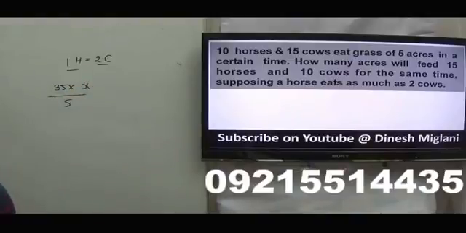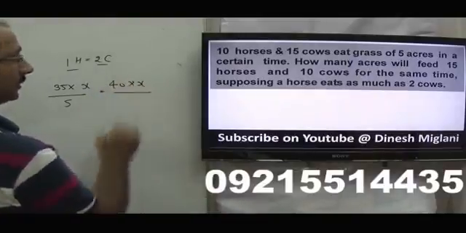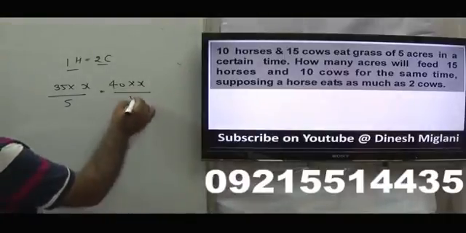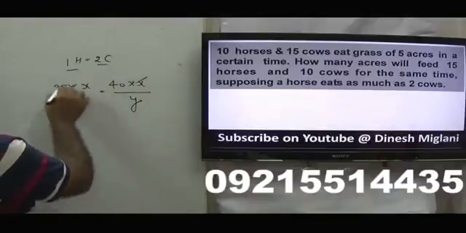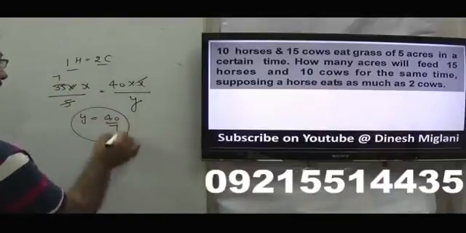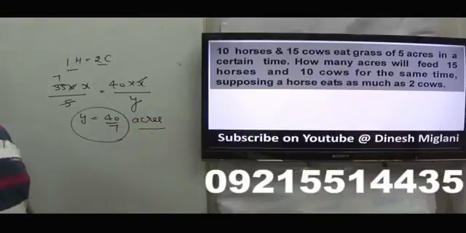How many acres will feed 15 horses and 10 cows? Convert them: 30 plus 10, 40. So 40 into x. We have to find how many acres, so let us say the acres are y. x is cancelled out, 5 will go on 7. So y equals 40 by 7. 40 by 7 acres is my answer.